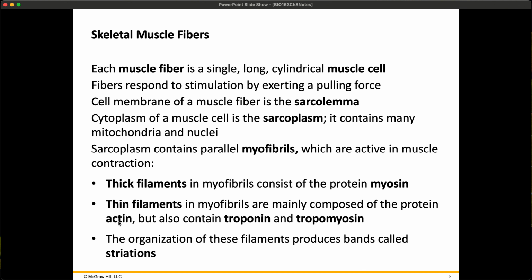They wrap around the actin and have to be moved out of the way before muscle contraction can happen. It's one of the reasons why you're not always in a state of contraction, because these proteins are in the way and blocking the binding. It's the way that these thick and thin filaments are laid around each other, that organization of them, that gives rise to the striations that are characteristic for skeletal muscle.